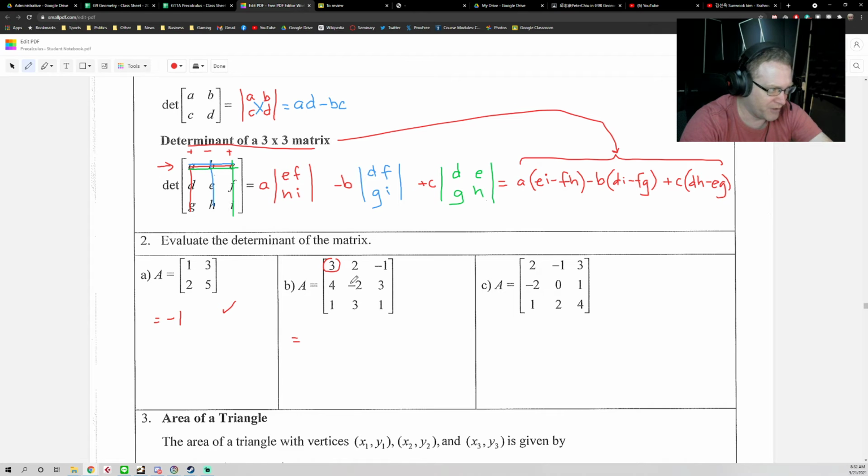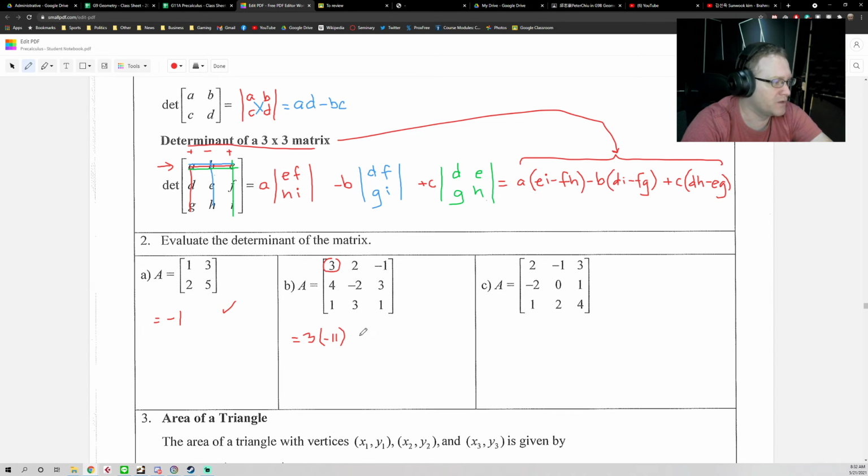And what are we left over with? We have this and this. We're going to find this determinant. So we're going to have 3, and remember it's positive, negative, positive. So we're positive 3. And then we're going to multiply it by negative 2 times 1, which is negative 2, minus 3 times 3, which is 9. So it's negative 2 minus 9. What's negative 2 minus 9? That's negative 11.